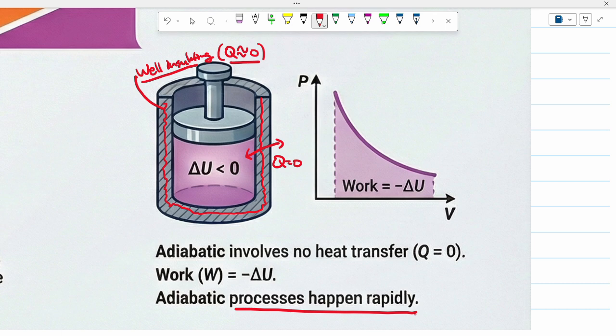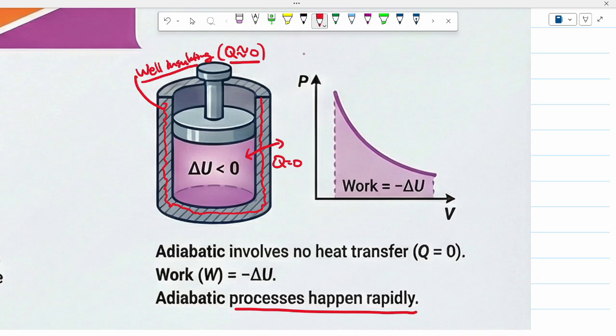In fact, you saw me doing a demo with something called a fire syringe in the lecture going over work done and internal energy. The way I make sure the process is like an adiabatic compression is that I compress the piston really rapidly. That way, any heat that's being conducted to the surroundings is negligible.